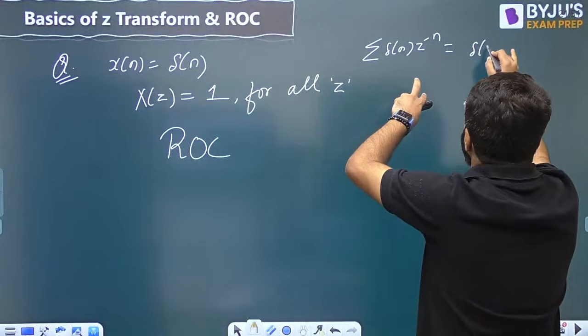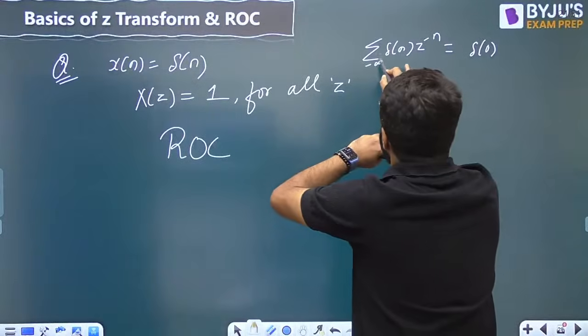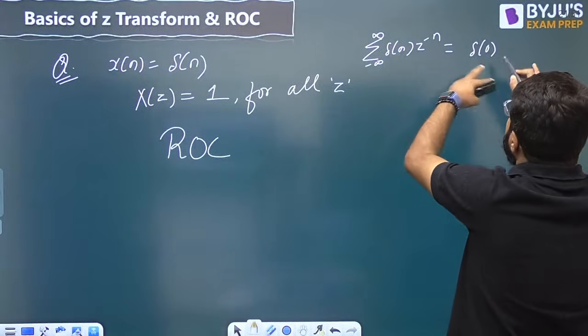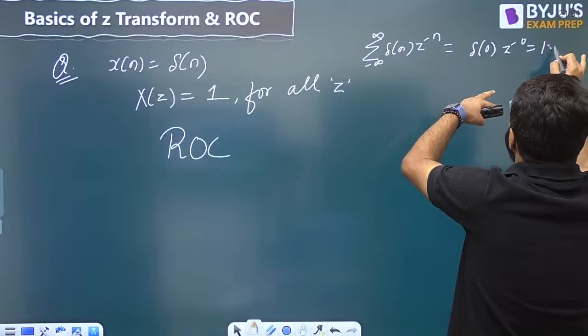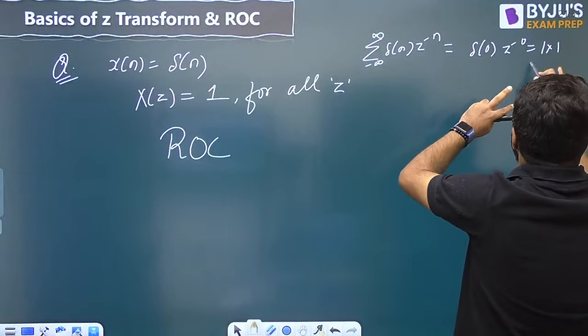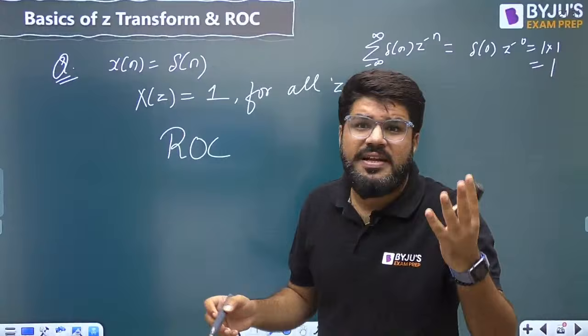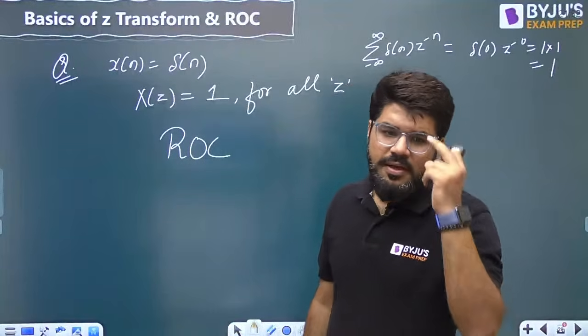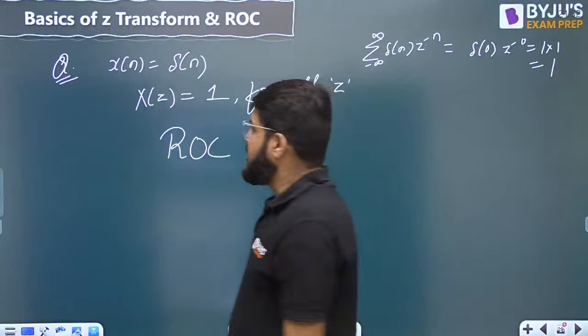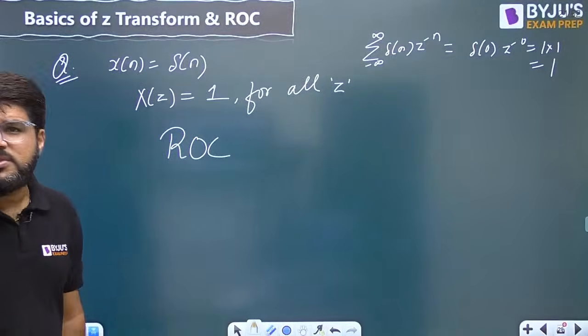Delta n exists only at n equal to 0. In general, the limit is minus infinity to infinity, but this is only at n equal to 0. So Z power 0 is finite. Delta 0 is also finite. Finite into finite is always finite. Z transform is always convergent. Always convergent. So what is the ROC?